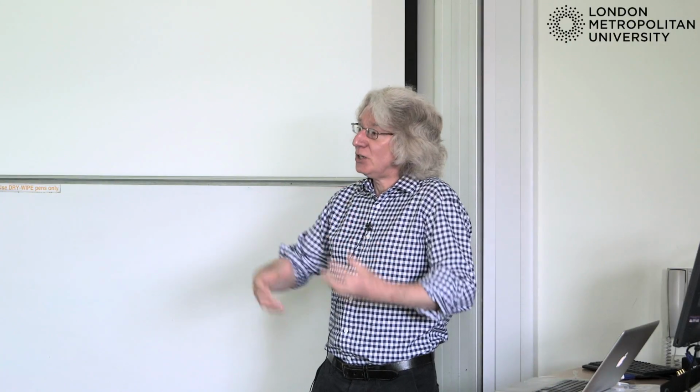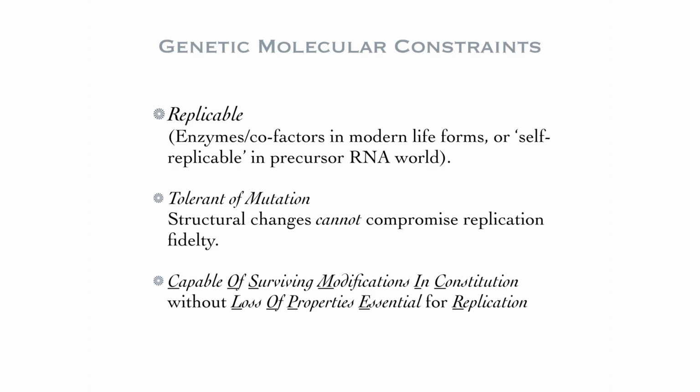Obviously you have things like mutations giving rise to different proteins that could either give the organism an advantage or a disadvantage, but in general I'm talking about any small changes in structure must not prevent the biopolymer from carrying out its ability to convey genetic information. That's essential. So it should be capable of surviving modifications in constitution without loss of properties essential for replication.